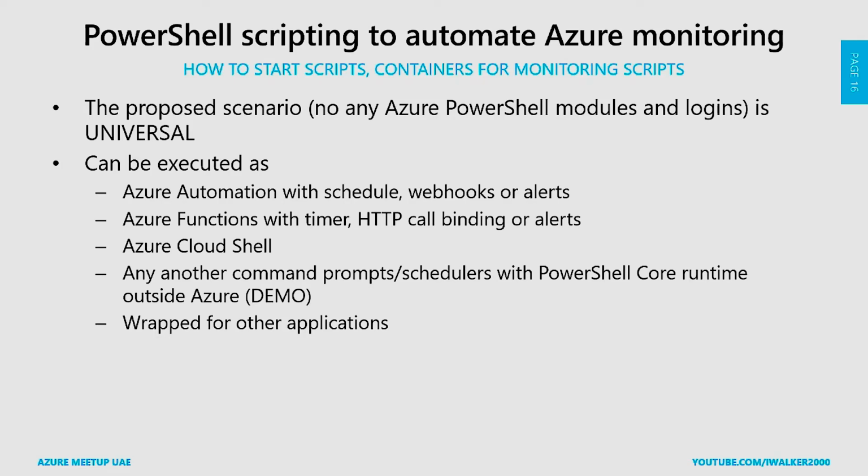And again, with alerts. You can execute the same code inside the Azure Cloud Shell, copy the file and execute. And the more important thing is that you can do this from anywhere, from any other command prompt. You can do it from any other scheduler that uses the PowerShell Core runtime outside Azure.